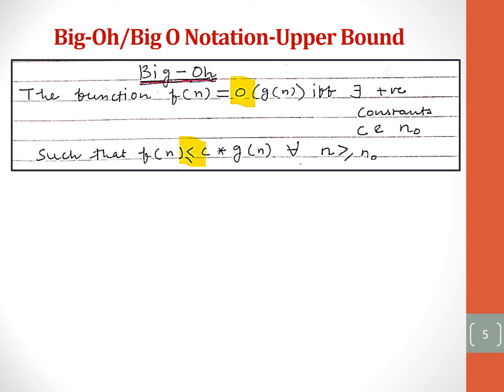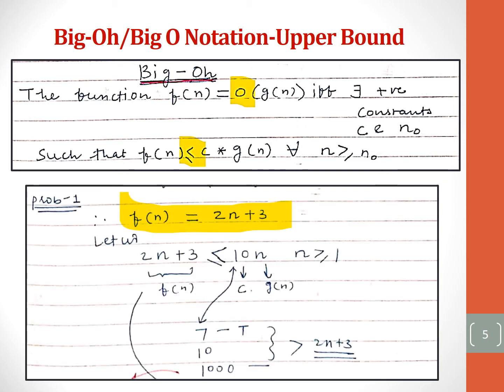If I am saying f of n less than or equal to c times g of n, if this condition is satisfied, then only I can say that f of n equals O of g of n. Now let us take one problem so that we can understand this. Let us take f of n equals 2n plus 3. Now if I mention this 2n plus 3 as f of n, just try to identify roughly one value on the right hand side which can satisfy this equation. I have written just 10 into n.